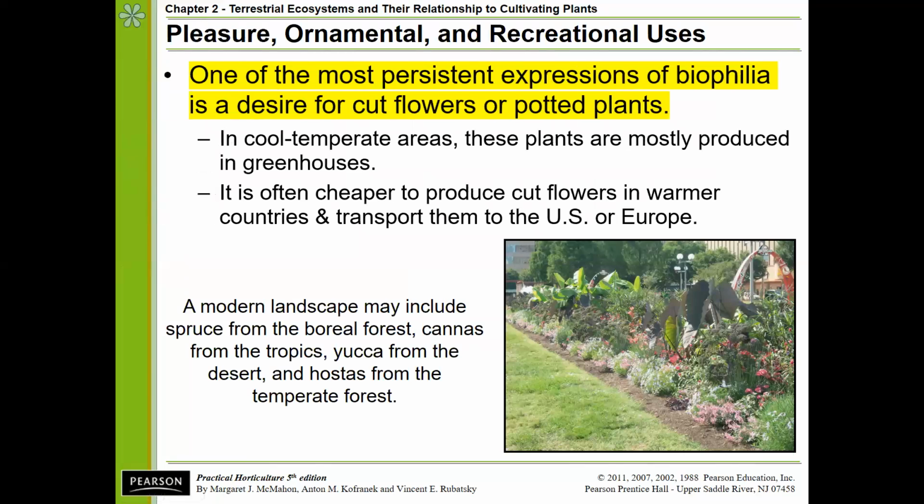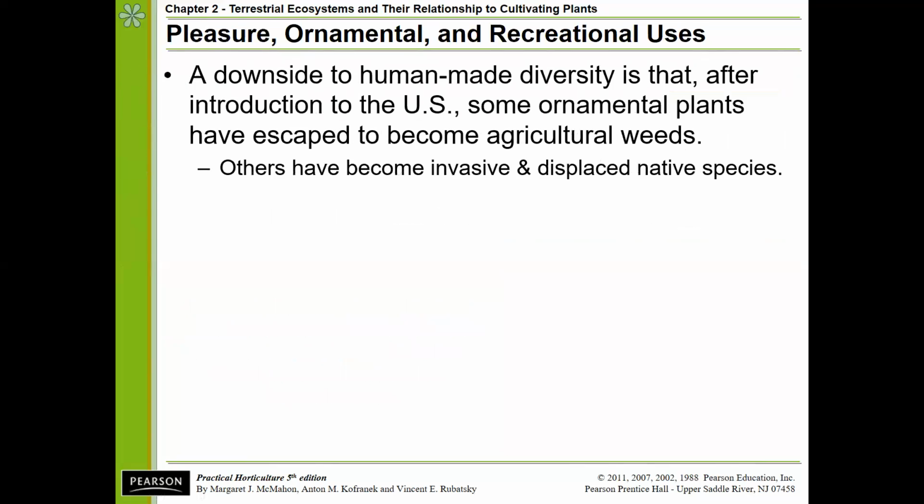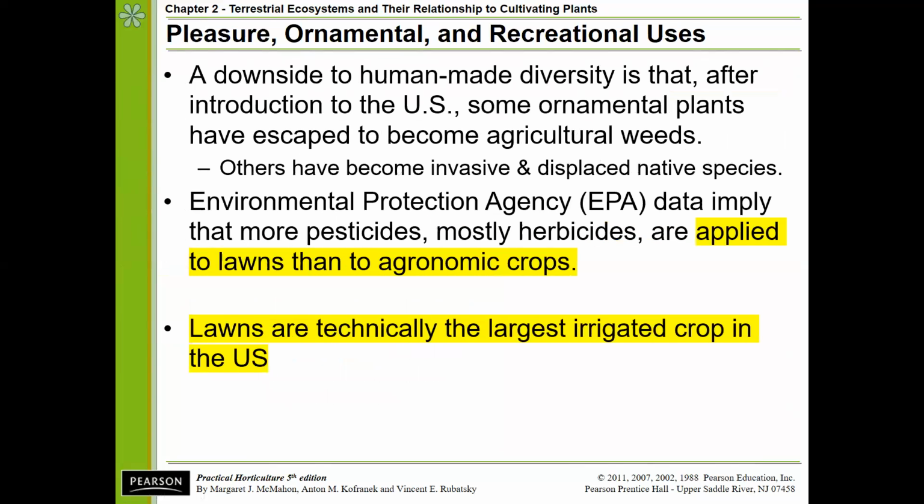Talked a little bit about biophilia, and one of the ways that we could make money off of biophilia is looking at horticulture, the desire for cut flowers or potted plants in the home or in landscapes. More of a horticultural application there.